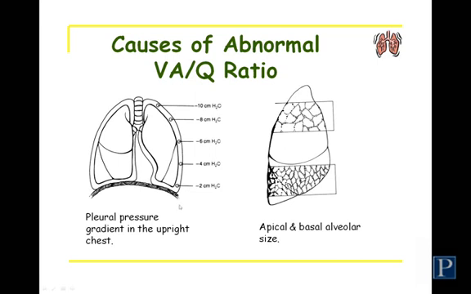So there are differences in blood pressure in a normal upright person. Blood pressure is always greatest down here than up here. And you have much better blood flow at the base of the lung than you have up near the apex. So because of the differences in blood flow, and yes, slight differences in ventilation, you have differences in the ratio in a normal upright lung.